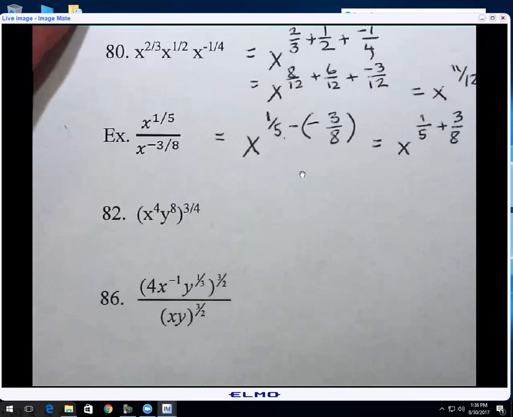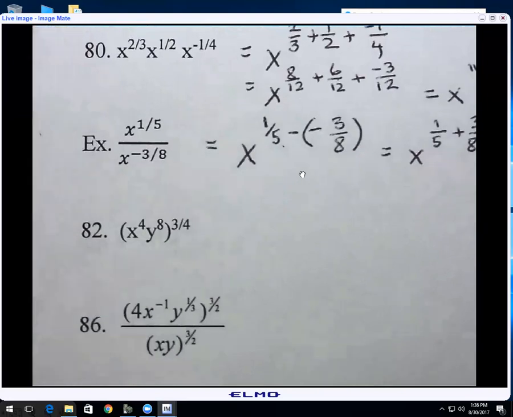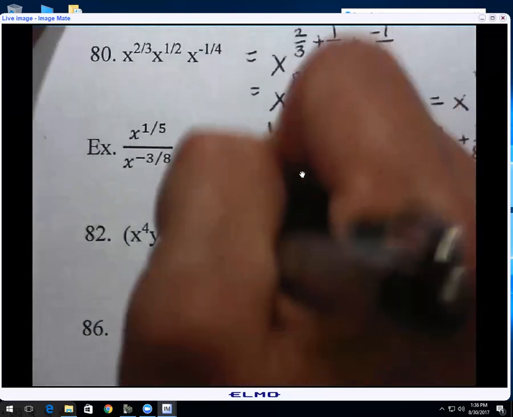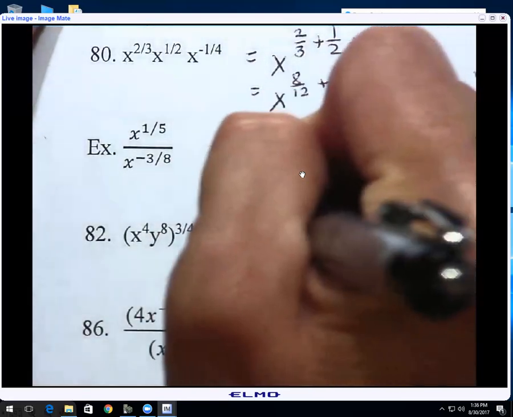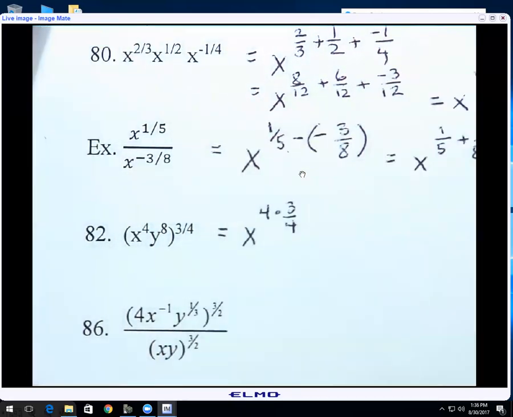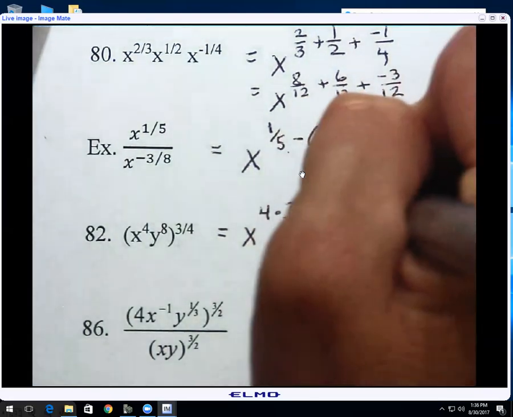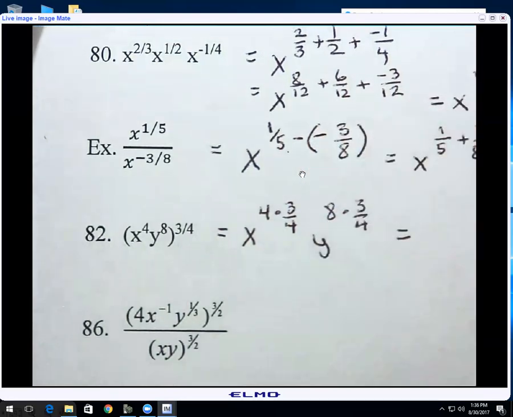All right, two more. One that doesn't look too bad, and then number 86 looks like it was invented by the devil. 82, when you have a power to a power, what do you do with those exponents? You multiply. So if I can do it in my head, I will. But for folks who need to see some steps written down, that's x to the 4 times 3/4, and y to the 8 times 3/4.